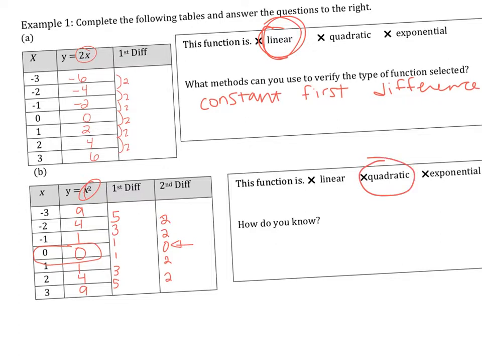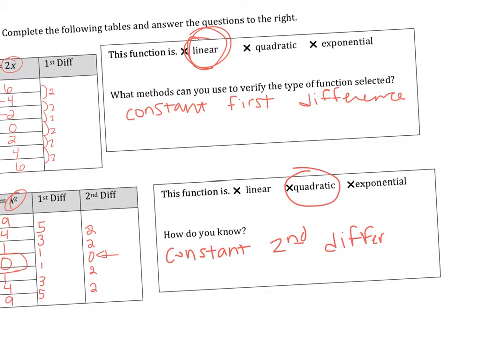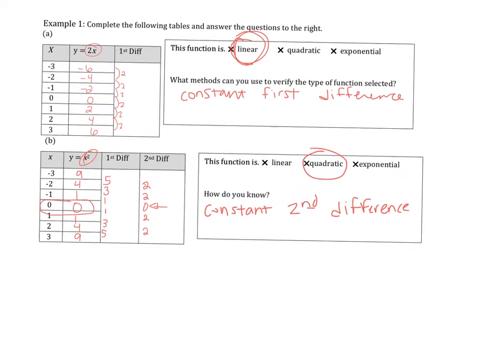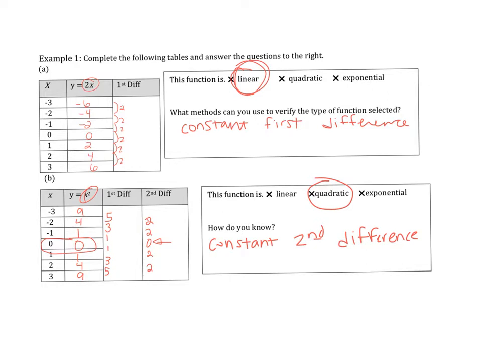So constant second difference. And remember that 1, 0 is okay because that's where your vertex is. Okay. Make sure you've written down how we know and looked at the first and second difference for both of those, and let's go to example 2.